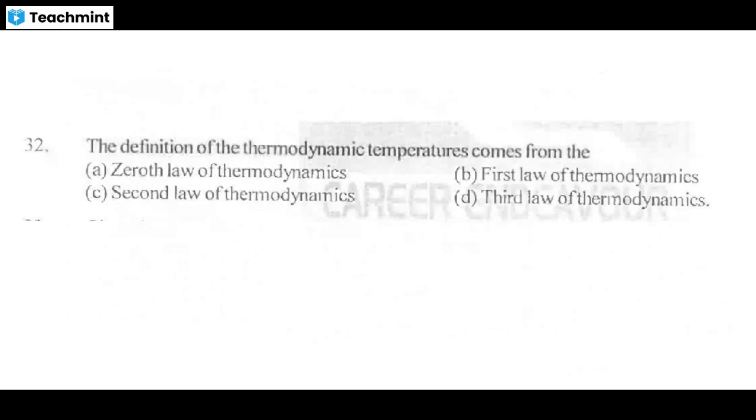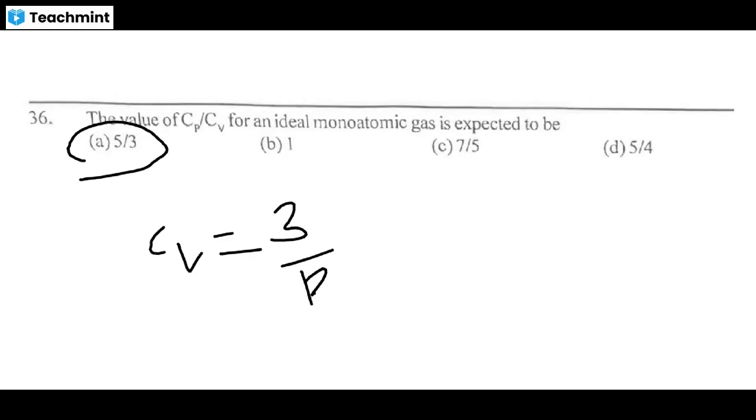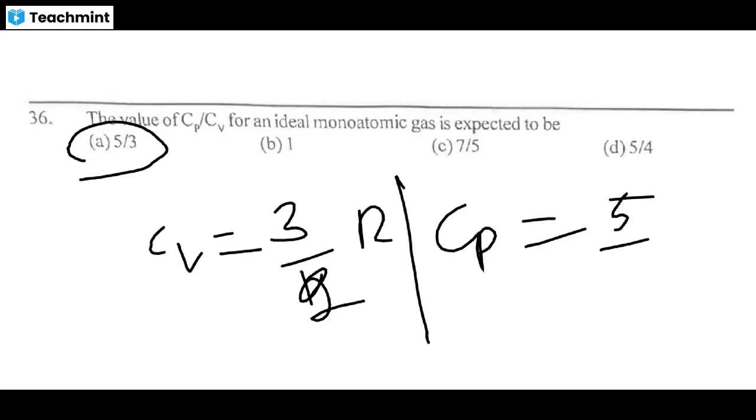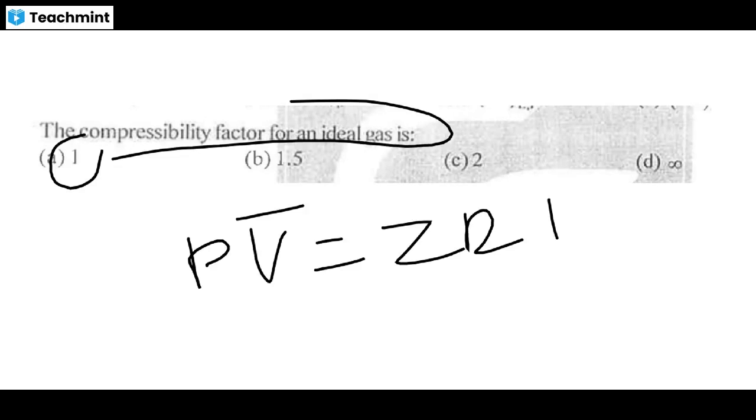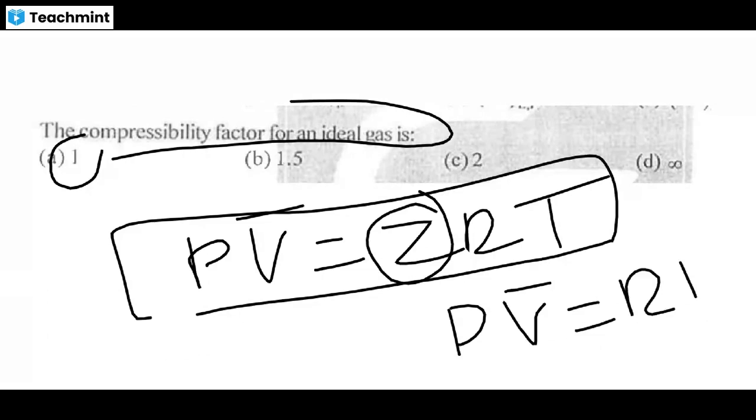The definition of thermodynamic temperature, zeroth law of thermodynamics. The value of Cp for ideal gases: already told, Cv equal to 3 by 2 R, Cp equal to 5 by 2 R for ideal gas. Cp by Cv equal to 5 by 3. Compressibility factor for an ideal gas equal to 1. So PV bar equal to ZRT, this is the compressibility factor formula. When the compressibility factor equals 1, you get the ideal gas law, PV bar equal to RT. So simple concept, and they ask the questions.